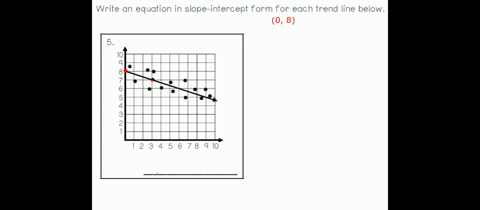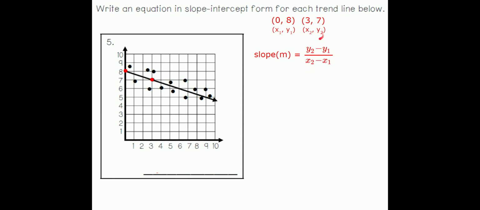If there wasn't a data point, it wouldn't matter. Anyways, I'm going to choose this point right here, and that point looks like it's at 3, 7. So we take these 2 points and we find the slope. Remember, the slope formula is m equals y2 minus y1 over x2 minus x1.